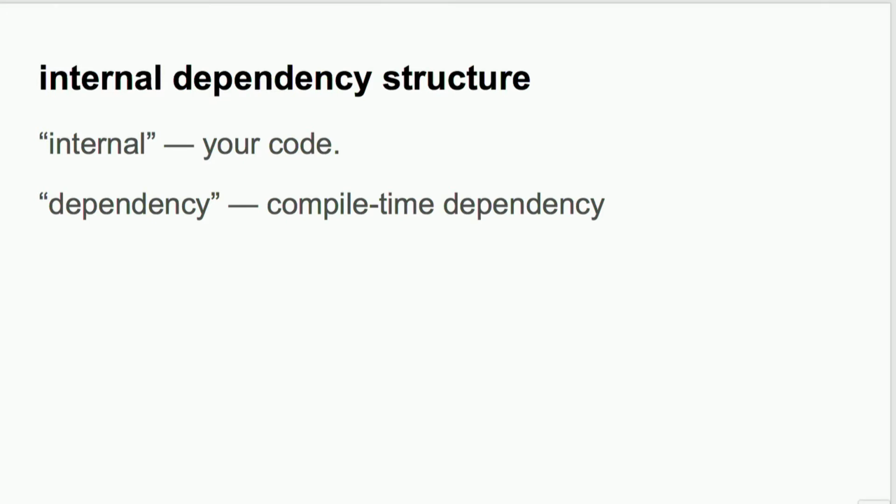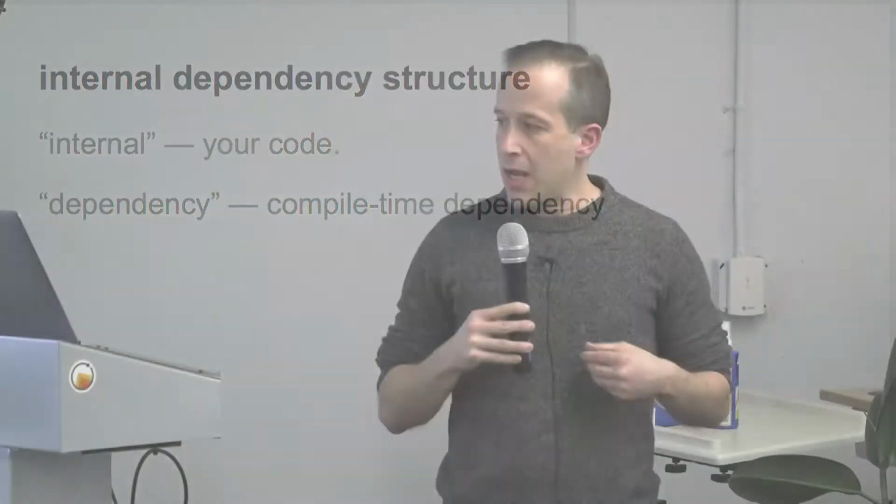And so when I say dependency, I'm talking about one place in your code that depends on, that refers to another, and that does it at compile time. So this is all about compile time tooling.